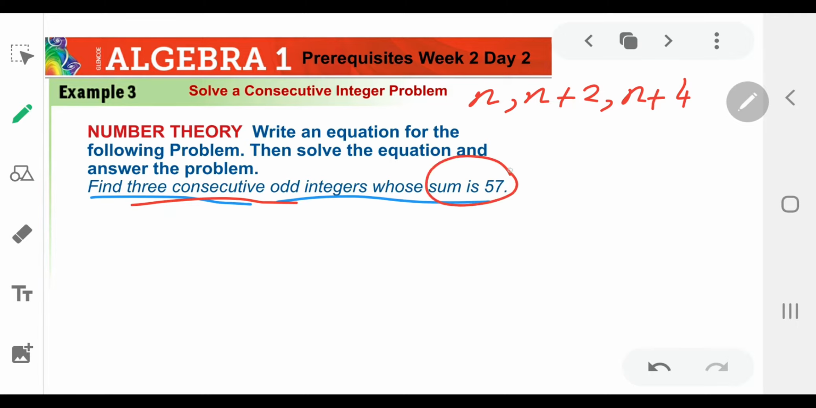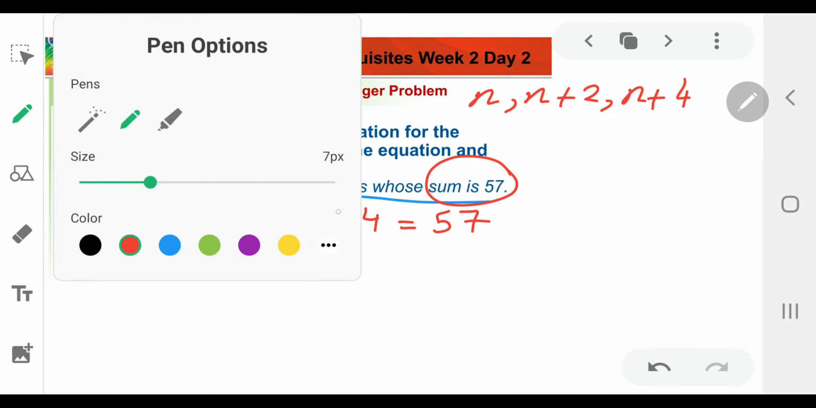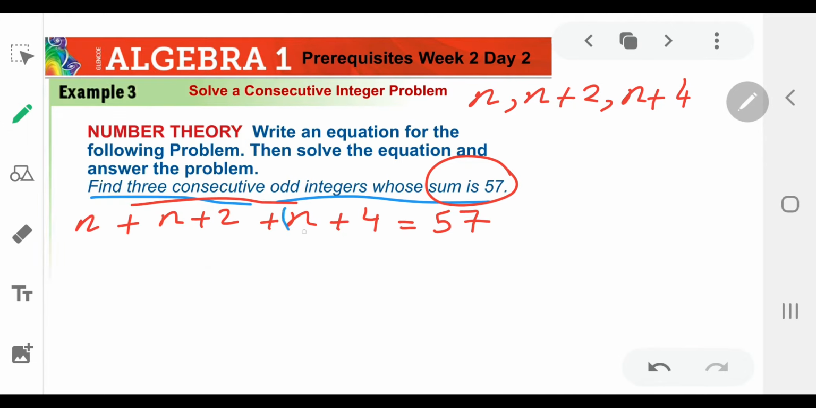Their sum is 57. It means if you added those 3 numbers, their sum will be 57. You might consider using brackets here, or you might not. I don't prefer using brackets, because it might confuse you. Now I have n plus 2 plus n plus 4 is equal to 57.